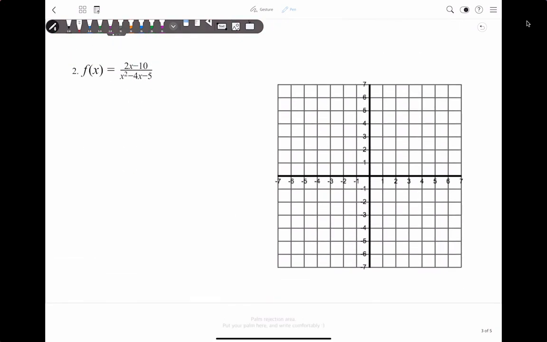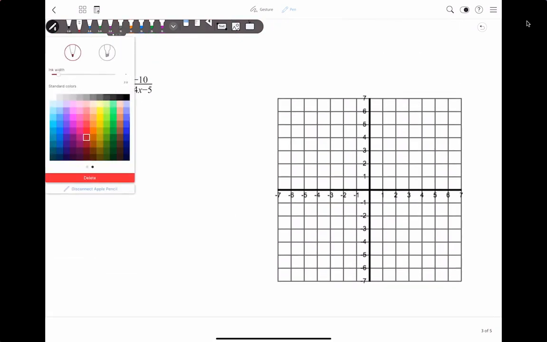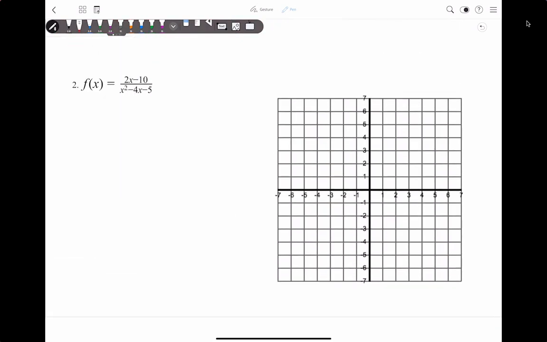Okay, so let's go to 2. Now I'm going to pick up the pace. I'm going to factor, step 1. So the bottom is going to be x minus 5 and x plus 1. And this is in factored form.